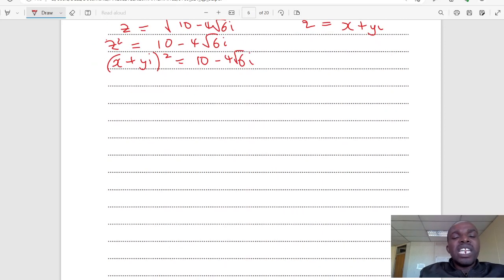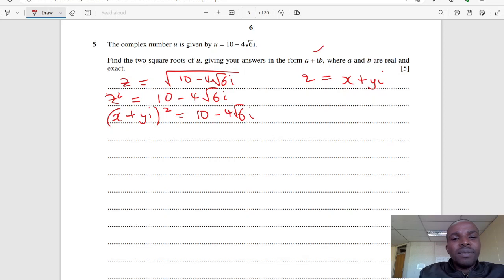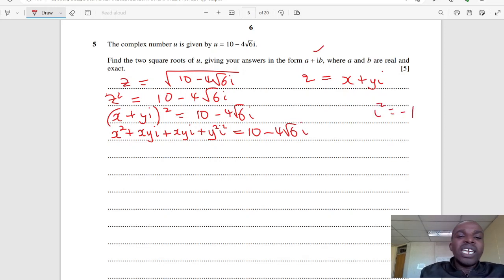Right, let's expand the left side of our equal sign. If you expand this part, you get x times x, x squared. You get x times yi, it will be xyi. Then yi times x is xyi. Then plus yi times yi is y squared i squared. Then it equals 10 minus 4 root 6 i. Then simplify, use i squared is equal to negative 1.